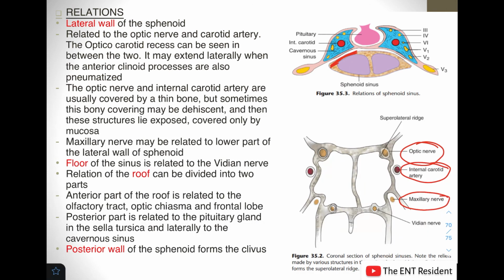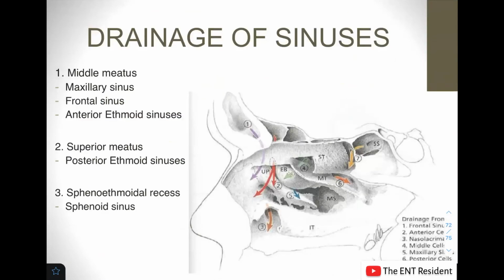Next, coming to the floor of the sphenoid sinus, it is related to the Vidian nerve, which is right over here. The roof can be divided into two parts. The anterior part of the roof is related to the olfactory tract, the optic chiasma and the frontal lobe, and the posterior part of the roof is related to the pituitary gland, which lies in the sella turcica and lies medial to the cavernous sinus. And lastly, the posterior wall of the sphenoid helps in forming the clivus. So these are all the important relations of the sphenoid sinus that you need to know about.